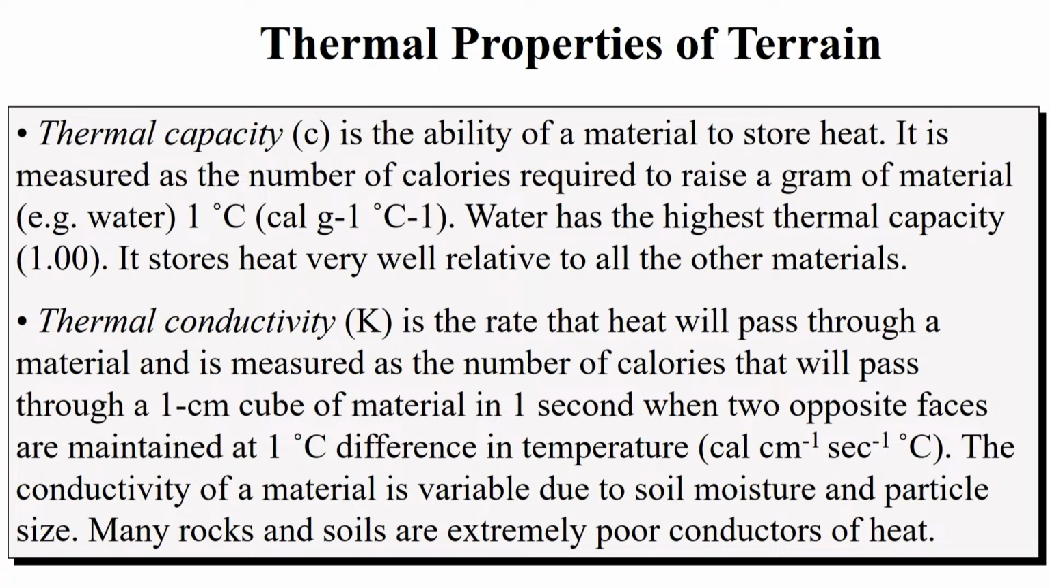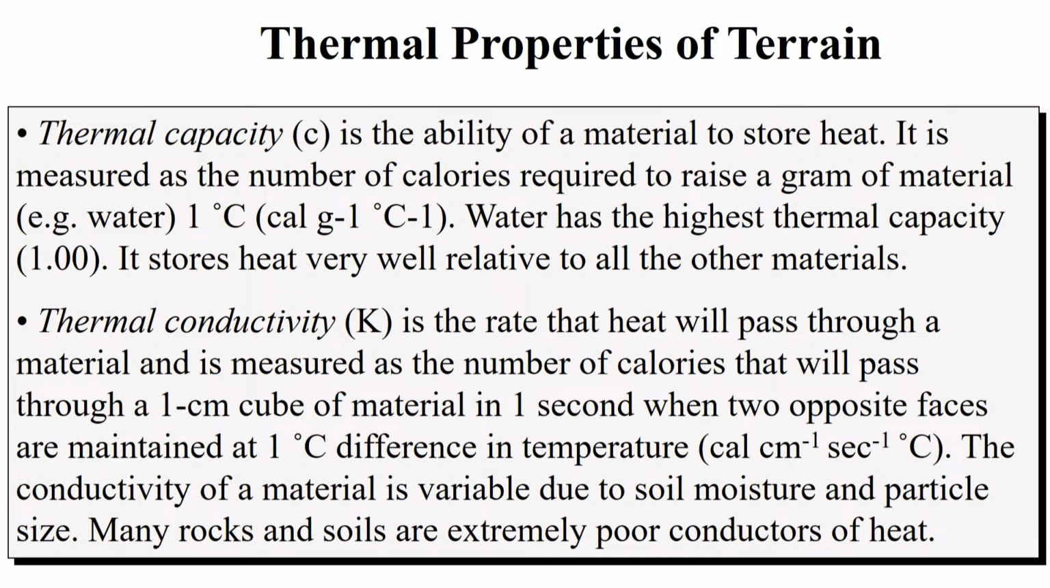So these are the basic definitions given. Thermal capacity is the ability of a material to store heat. It is measured as the number of calories required to raise a gram of material 1 degree centigrade. Water has the highest thermal capacity, near to 1. It stores heat very well relative to all the other materials.